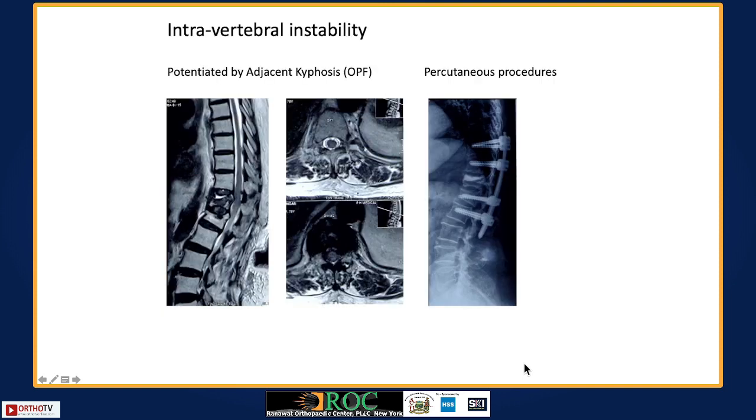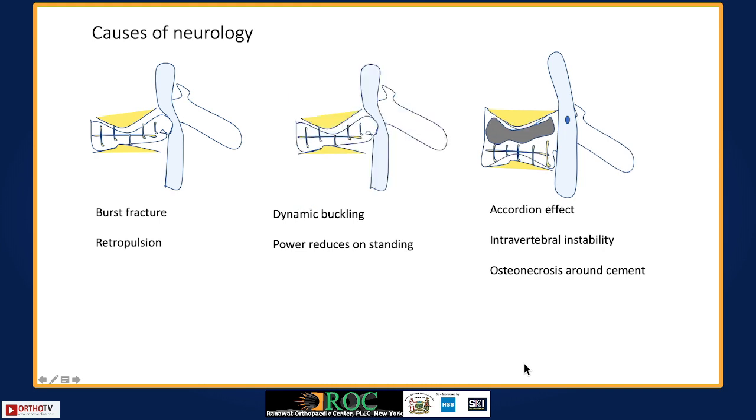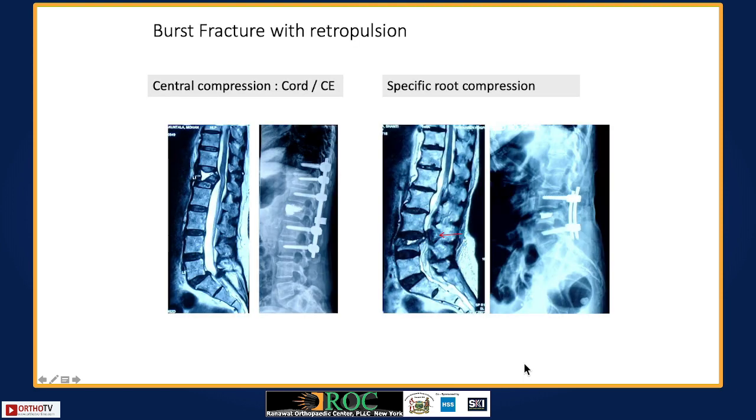Now, whenever a spine tilts into a progressive kyphosis, there's always a danger to your neural elements, because these are very, very soft bones and the posterior elements tend to give way quite easily. So you need to be very, very careful. So what are the causes of neurology in osteoporotic fractures? You can have all these etiologies. You can have a burst fracture, you can have a dynamic buckling of these fractures, or you can have an intravertebral instability, as I have shown in the previous example.